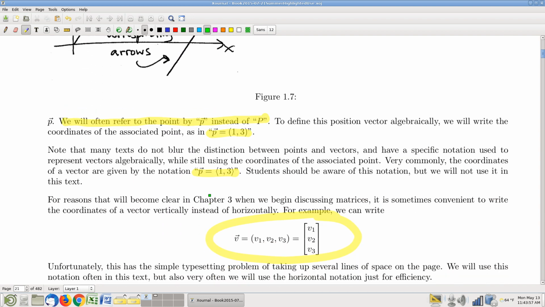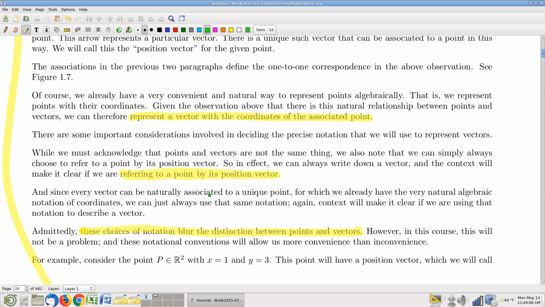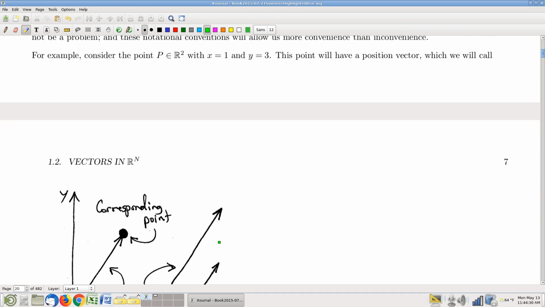Okay. So with that in mind, we are going to blur the distinction between points and vectors because it's just so convenient. It's going to be really nice to talk about points by way of their position vectors, the vector that represents them, right? And it's going to be really convenient to talk about vectors by associating them to their corresponding points.